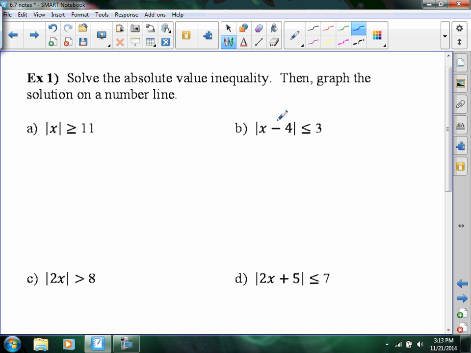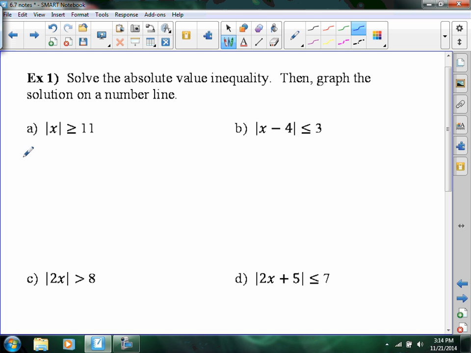Like in part B, we have a -4. Part C, we have a 2x. Part D, we have the 2x plus 5. So there's more to undo. So sometimes when students see this with just the x, they are a little hesitant. But really, we just need to think, again, what two numbers could I put in there inside those absolute value bars that would give me an absolute value of 11? Well, that would be 11 and -11.